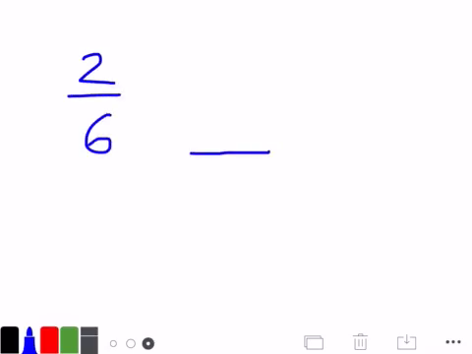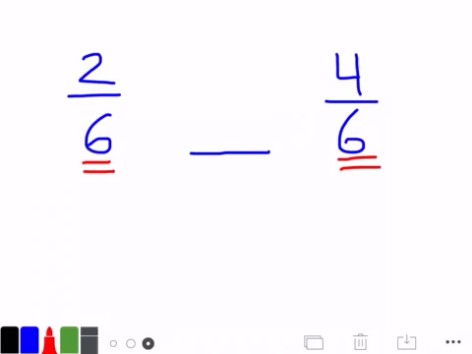One final one. We'll go with 2/6, and we'll compare that to 4/6. You could pause the video when I'm done talking, try to figure this one out. Which one of these fractions would be greater? Which one would be less? Do notice that we have the same denominator. We're comparing 2/6 and 4/6. Sketch out a picture. Just make sure your whole is the same size.